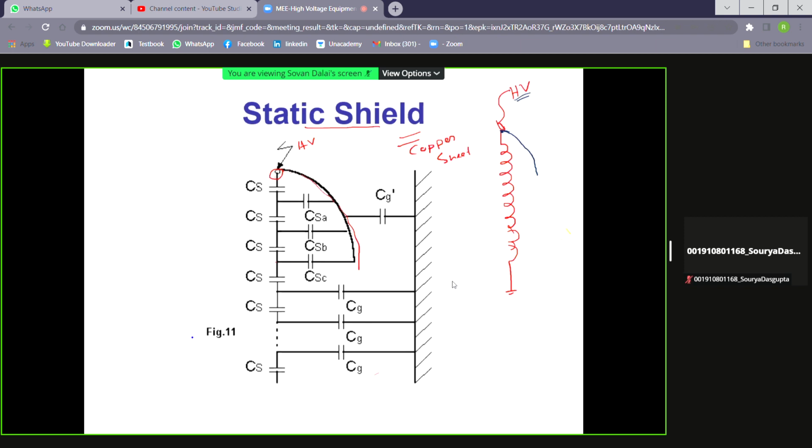Now how does this copper sheet improve the potential distribution along the transformer winding? Now you see this copper sheet is maintained at high voltage or live potential, and this disk is maintained at a different potential of this high voltage. So some capacitance is also formed with this static shield or copper wire. These are the capacitances formed with the static shield. They will be marked here as CSA, CSB, CSC like that.